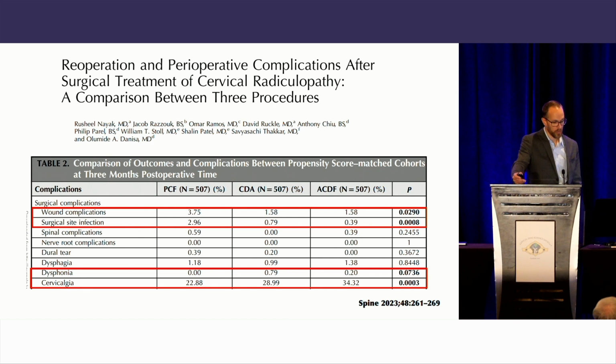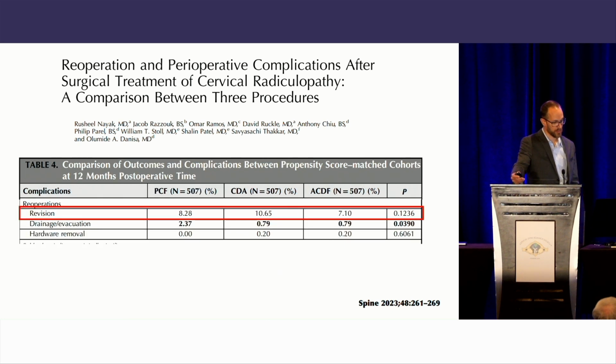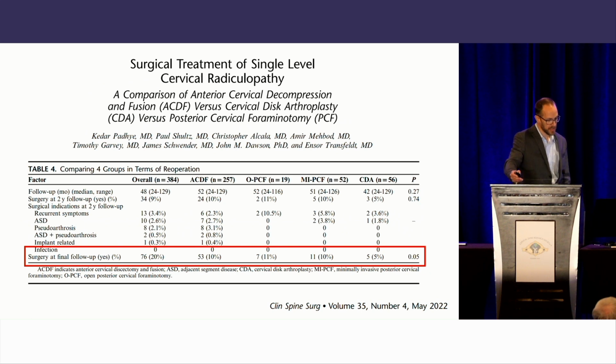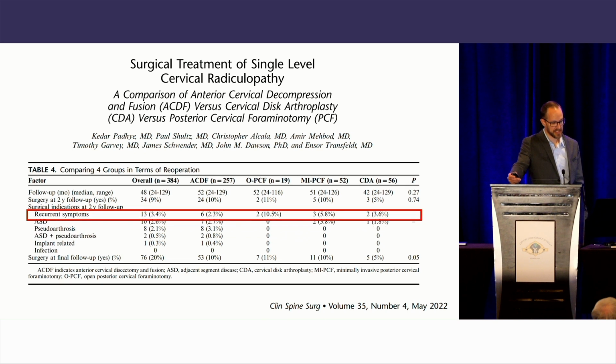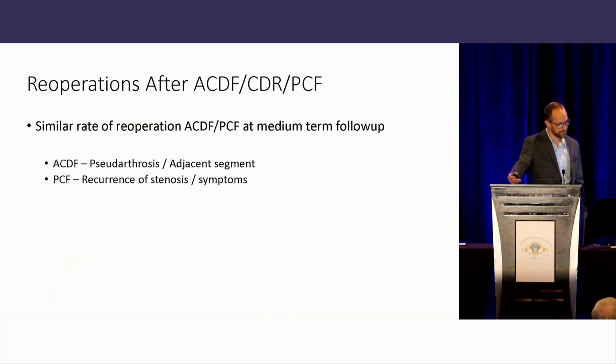Same data, wound complications are a little higher in patients after foraminotomy, as you might expect, dysphonia higher after anterior cervical approaches. Revision rates were the same in this study, as they were here, although sort of trending towards significance. I think the IDE trials showed pretty decisively that, at least in that study, cervical discs had lower reoperation rate. As one would expect, pseudarthrosis is a problem in ACDFs, and recurrent symptoms are more of a problem in posterior cervical foraminotomies.